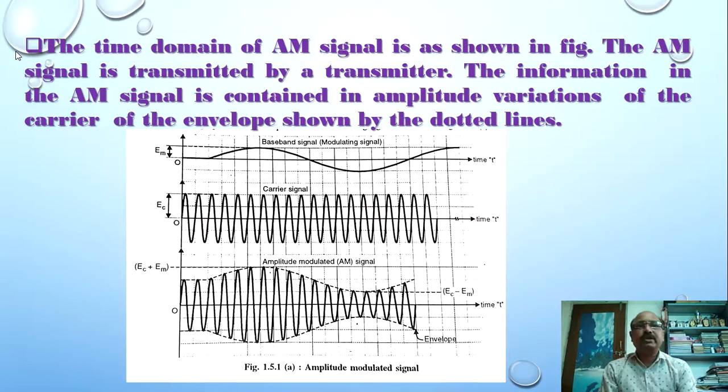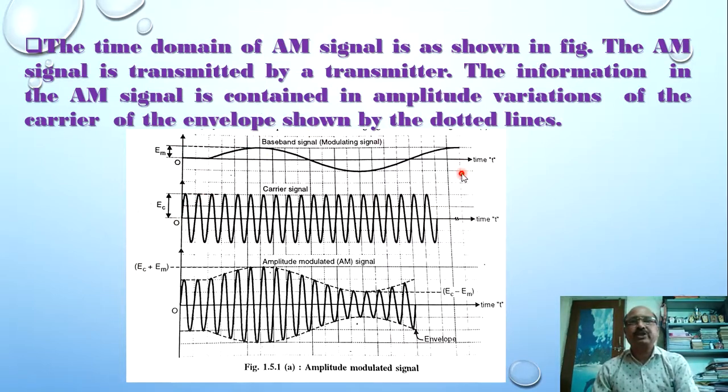Now see, this is the time domain of the AM signal as shown in this figure. This is called the baseband signal or low frequency signal, its amplitude is EM, and it is a continuous signal with respect to time. Another signal is the carrier signal, and its amplitude is EC. EC आपण त्याचा amplitude measure करतो, and this carrier wave has a high frequency. ही हाय फ्रिक्वेन्सीची वेव्ह आहे.